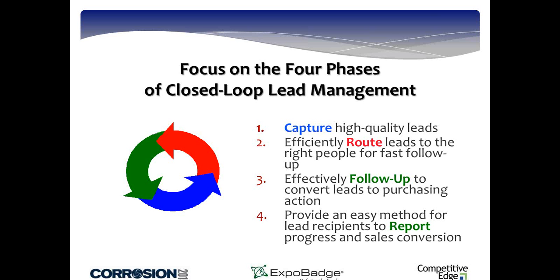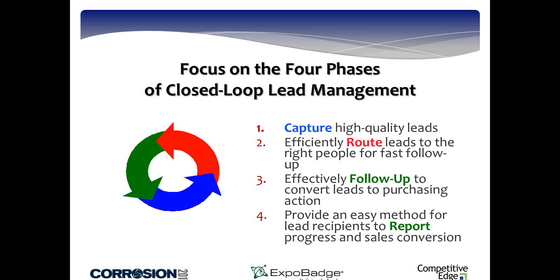So I want to ask you right now, as you look at these four phases, if you had to very quickly self-assess, a five, very effective, a one, ineffective. If you had to score your closed-loop management on a 1 to 5 on these four criteria, how would you score it? What's your capture look like, 1 to 5? What's your routing look like, 1 to 5? What's your follow-up process, procedure look like, 1 to 5? What does your reporting look like, 1 to 5?